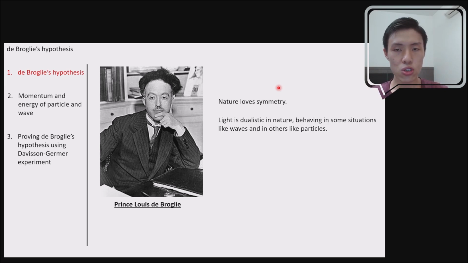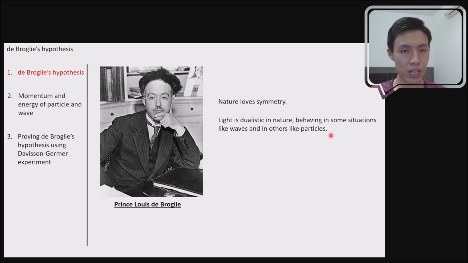He proposed something like this. He said that light is dualistic in nature, behaving in some situations like waves and in others like particles. This is what we have been studying in the previous chapter. When we talk about light as a wave, think about it undergoing interference when it goes through a double slit, or diffraction when it goes through a single slit or a diffraction grating. These experiments prove that light has wave properties. It is because it behaves as a wave that we can see this interference pattern and diffraction pattern.